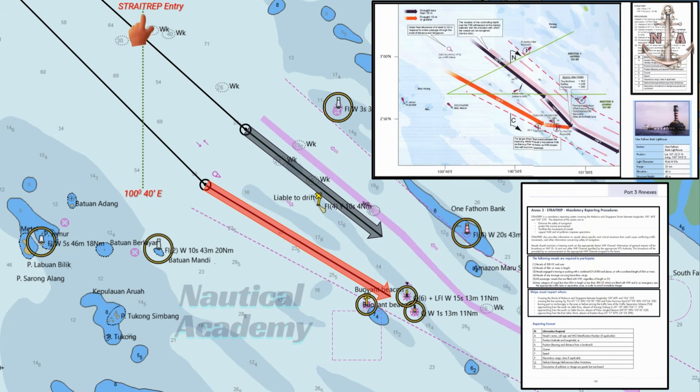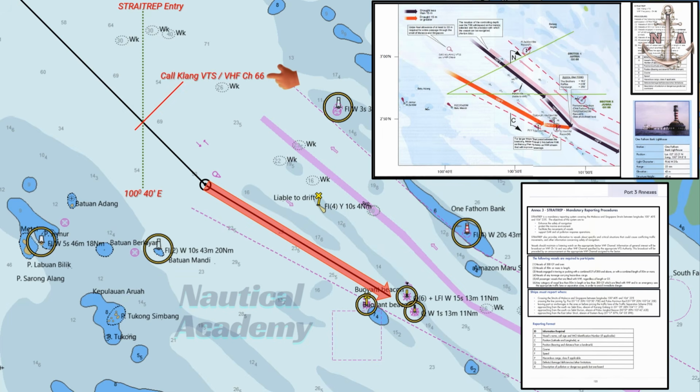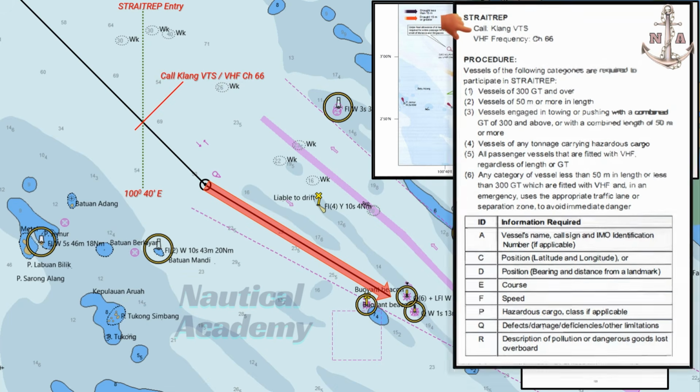Make a note, STRAITREP entry. If this is the intended track of a deep draft vessel prior to entering the 1-fathom bank TSS, this position will be the reporting point. Make a note, call Klang VTS on VHF channel 66 as indicated here.